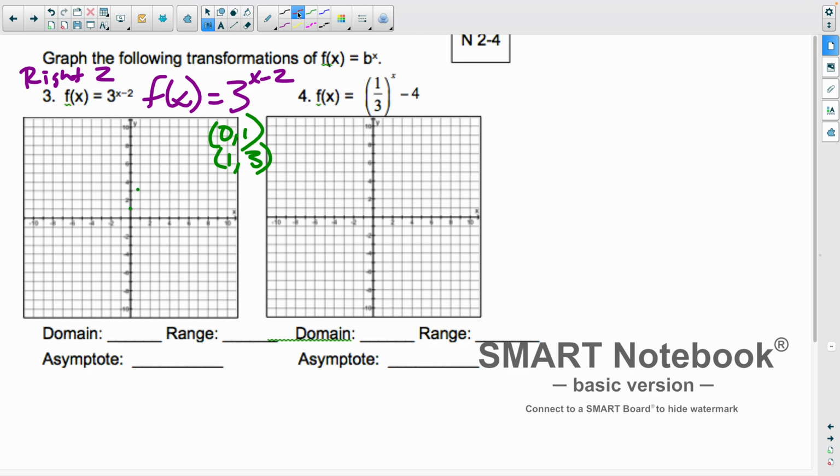But they're not going to stay there because what am I doing? I'm going to move them right 2. So I'm going to move this one right 2. I'm going to move that one right 2. If I had my horizontal asymptote here at 0, if I move the horizontal asymptote right and left, does that change it? No, it's still going to be there. Okay? So there is a good graph right there. I can go in and sketch it.